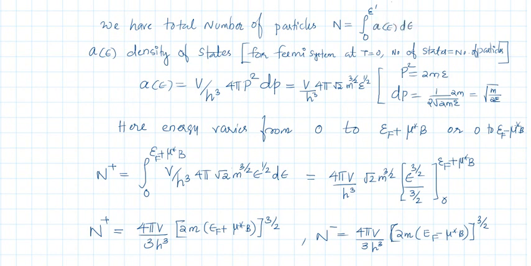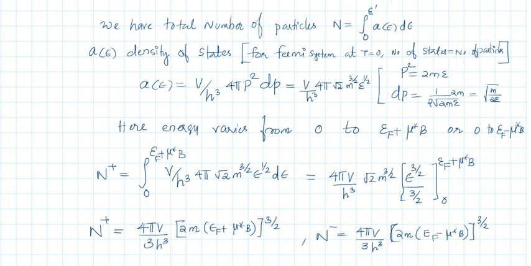Now, what is the density of states? We already derived this expression many times, and it is given by V by h cube, where V is the volume and h cube is the limiting volume of phase space, into 4 pi p square dp. But p square is 2m into the kinetic energy, so dp is 1 by 2 root 2mE into 2m, which is square root of m by 2E. Substituting these values for p square and dp, you will get V by h cube 4 pi root 2 m raised to 3 by 2 E raised to half.